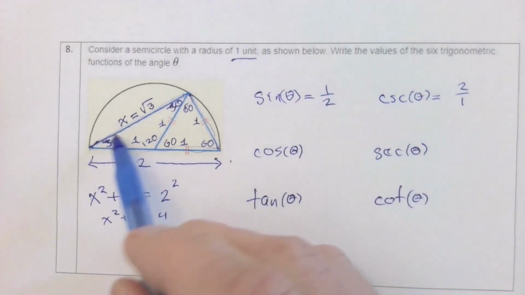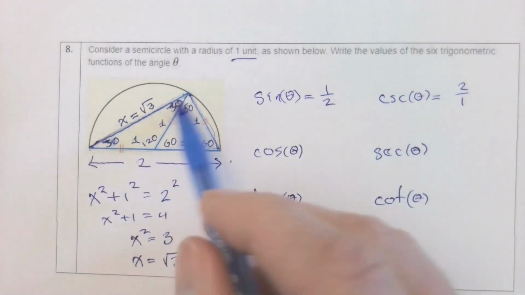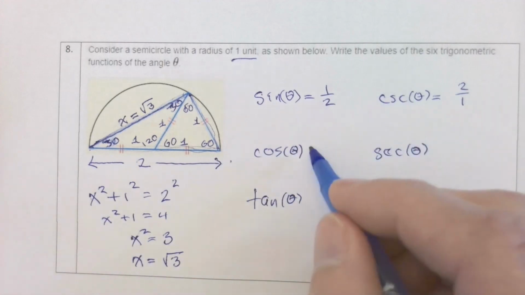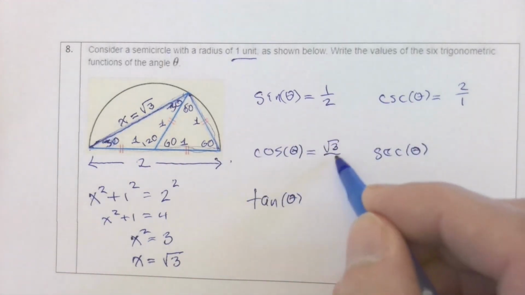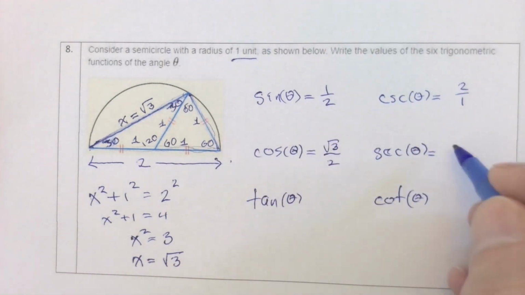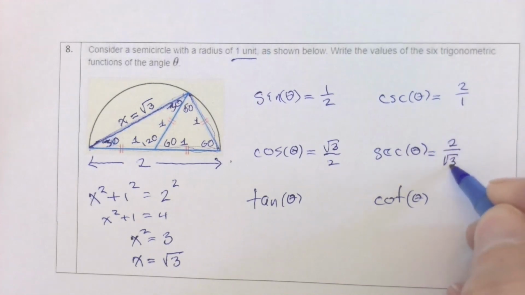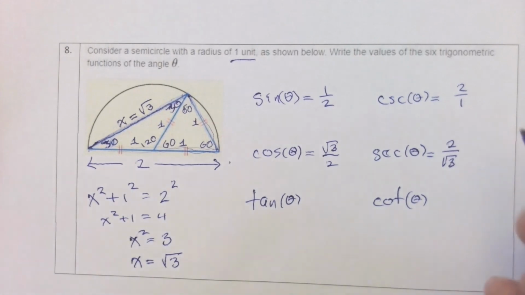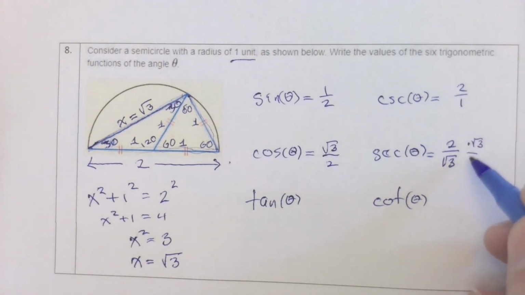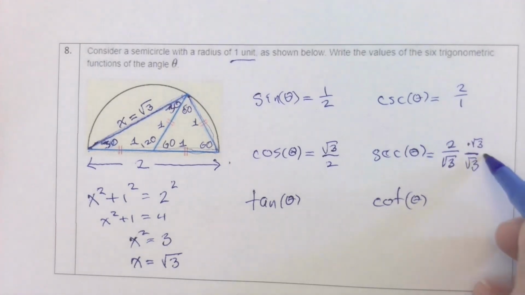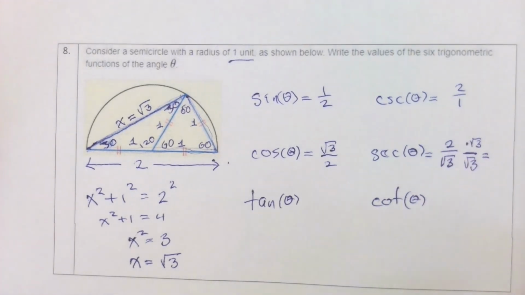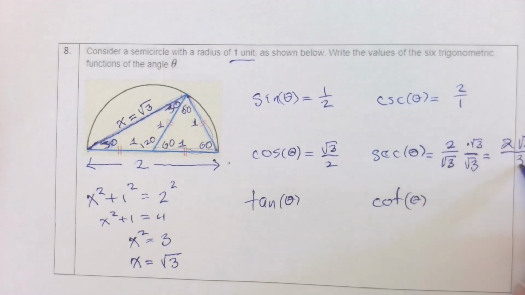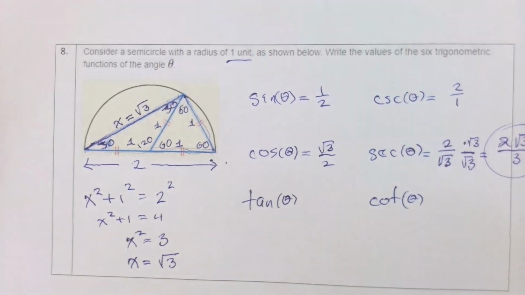Cosine of theta would be the adjacent leg divided by the hypotenuse. So that's root 3 over 2. The secant is 2 over the square root of 3. Don't let anybody tell you that that's wrong. But they also might say, hey, you got to simplify that. You got to multiply up here by root 3, multiply down here by root 3 to get a simplified 2 root 3 over 3 answer for that secant.